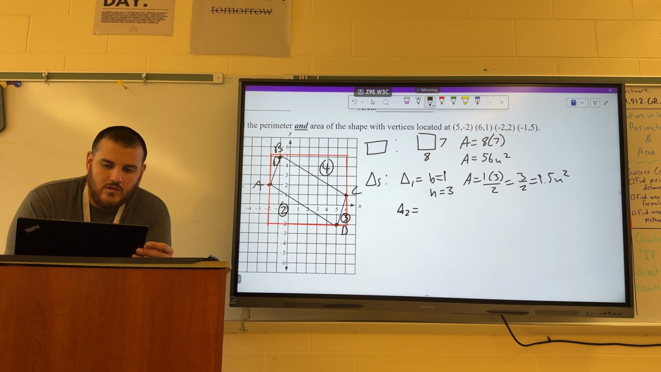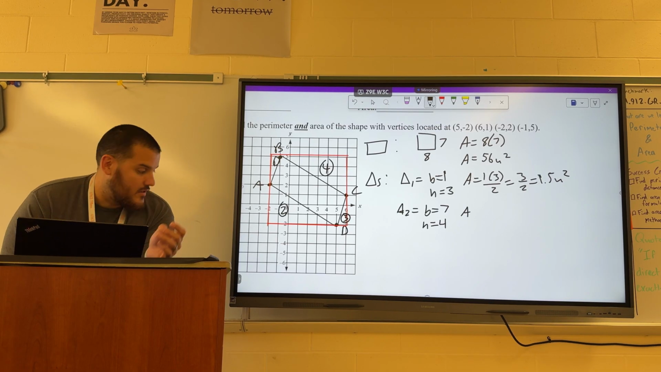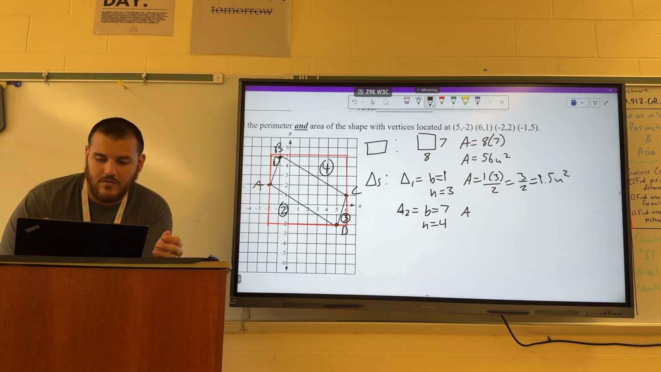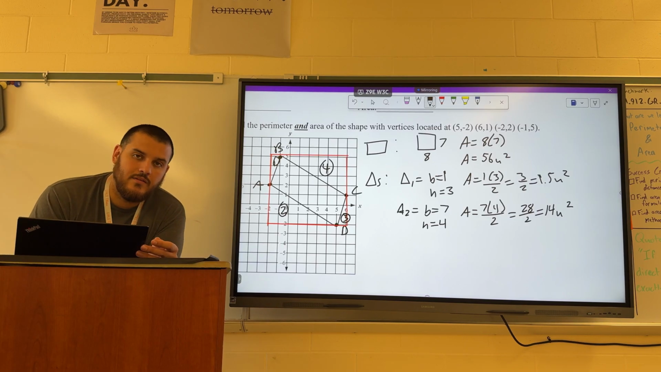For triangle 2, if I count my base, I'm going to get 7. My height would be 4, and I can plug those in. So again, that's right here. That's 7. This is 4. So base is 7, height of 4. Plugging those in. 7 times 4 divided by 2. 7 times 4 is 28. 28 divided by 2 gives me 14 units squared, okay?